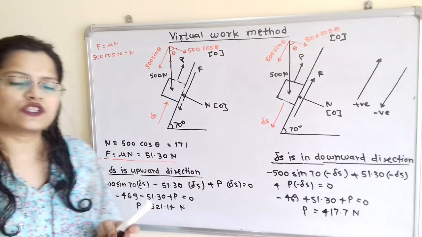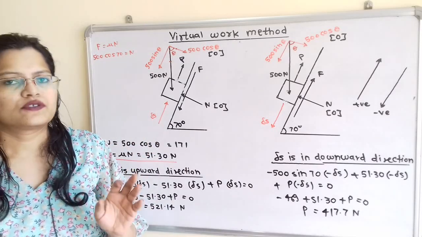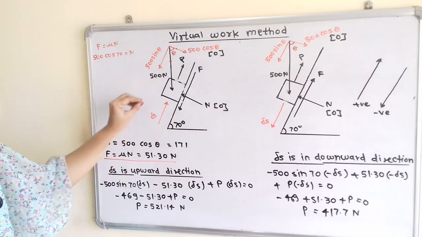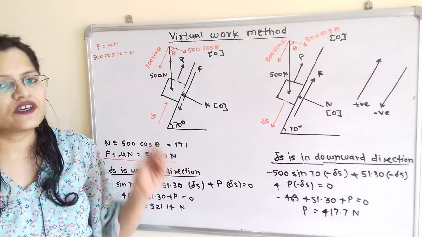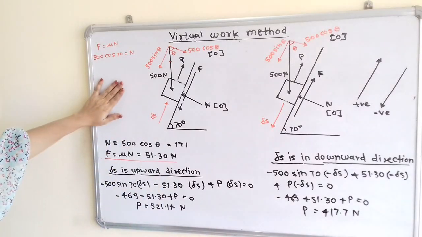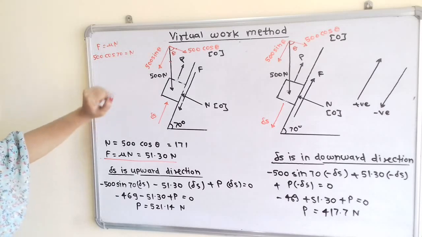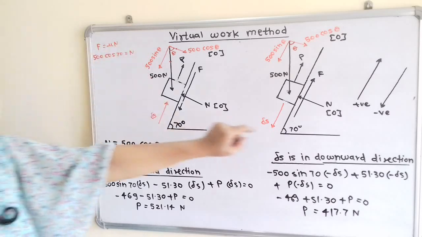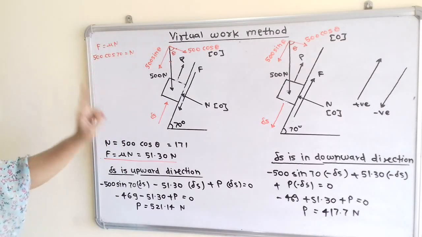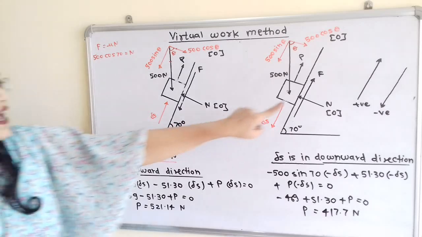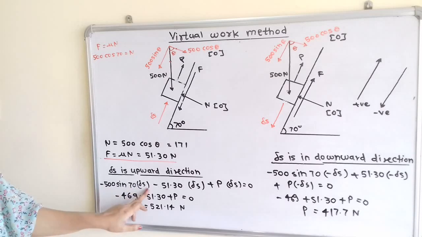Now when we apply the virtual work method, then we have to take force multiplied by displacement. So we have to take the summation of forces multiplied by the small displacement is equal to 0. So when we apply the virtual work method, we will take the first force. So the first force is this 500 sine theta, that is 500 sine of 70. If we observe its direction, it is in the downward direction. So minus 500 sine 70 multiplied by delta S. Now delta S is having direction upward, so we have to take positive sign. So minus 500 sine 70 into delta S.